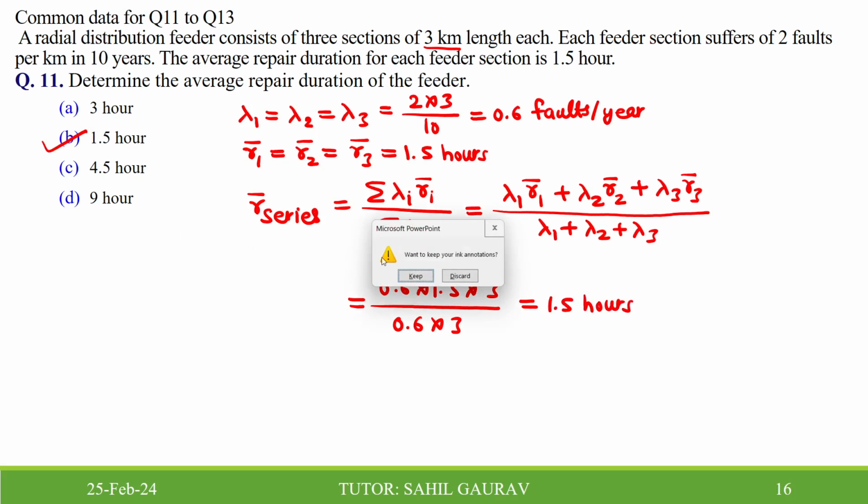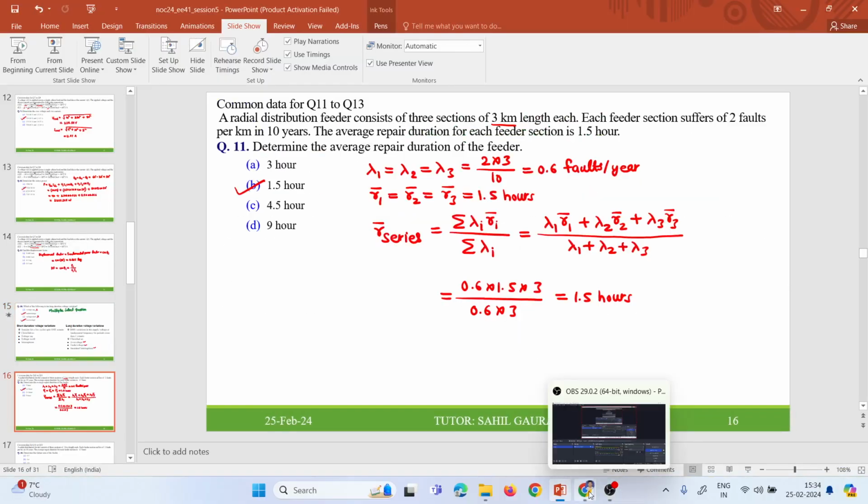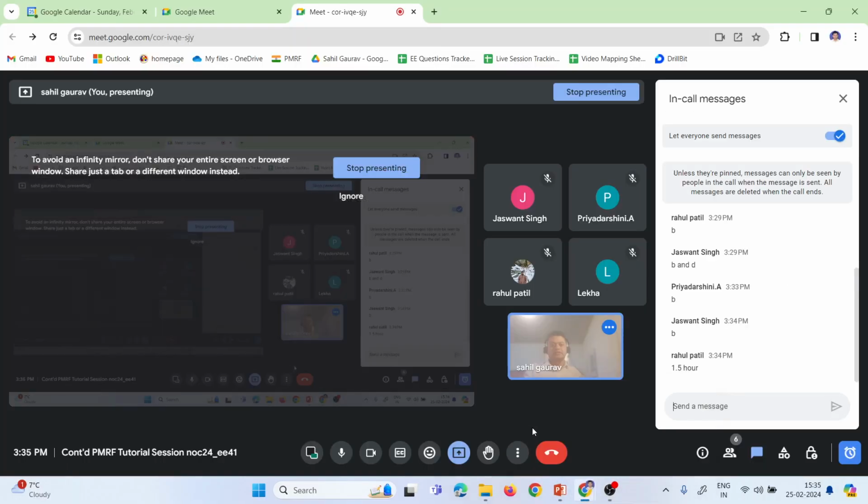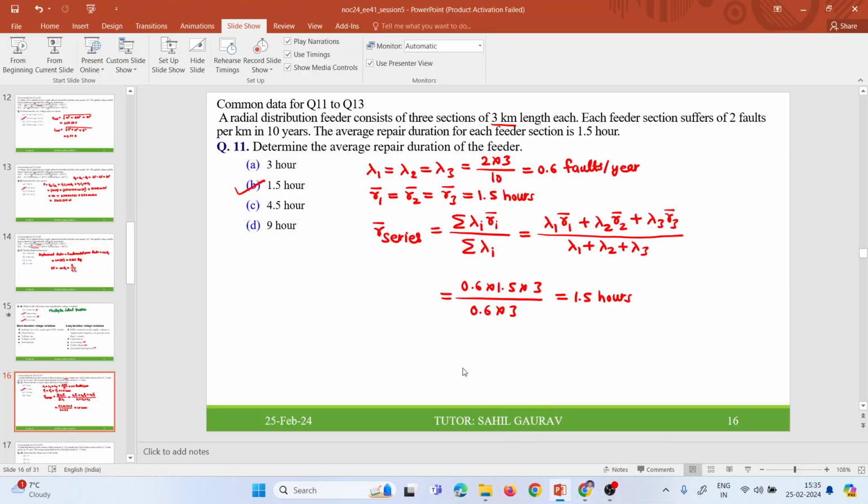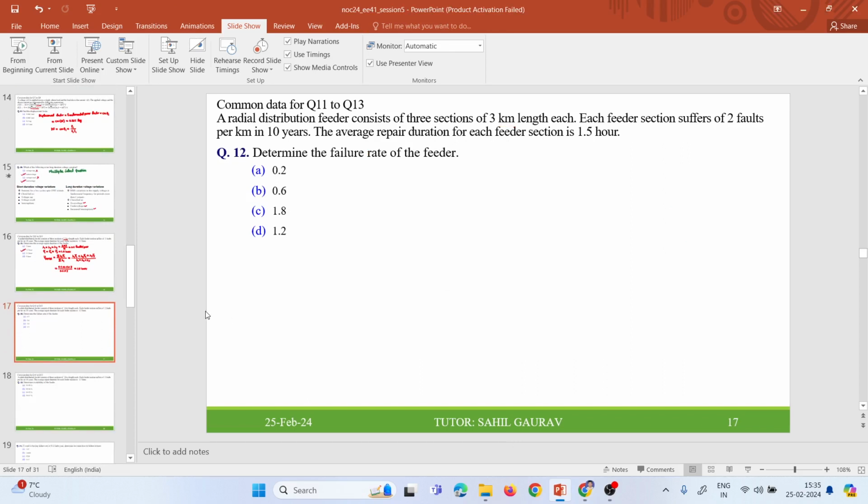How many of you got this answer? Yes, Rahul Patil, you are correct. Priyadarshini, you are correct. Now move to the next problem. Determine the failure rate of the feeder. Failure rate means lambda series you have to find.